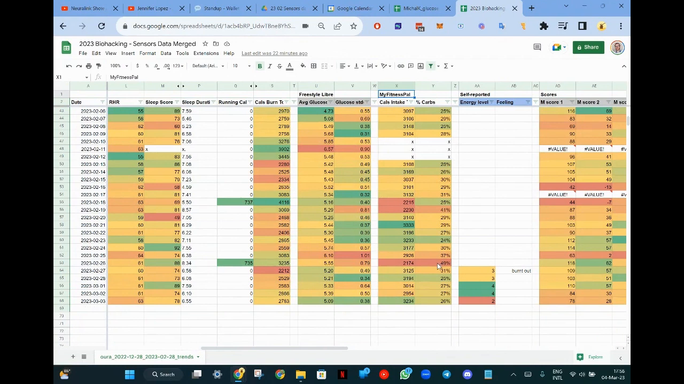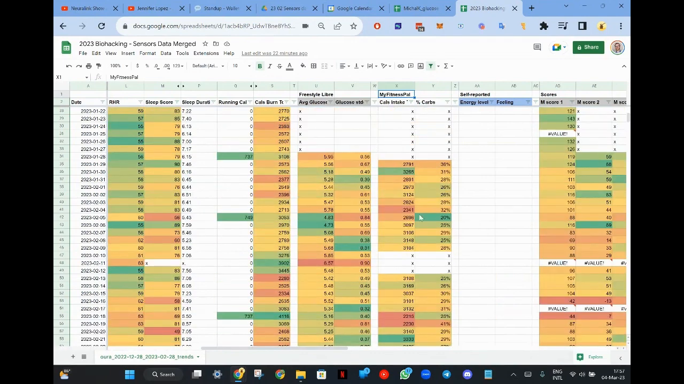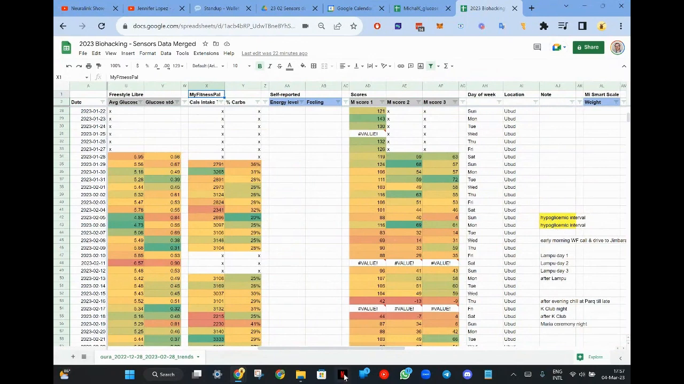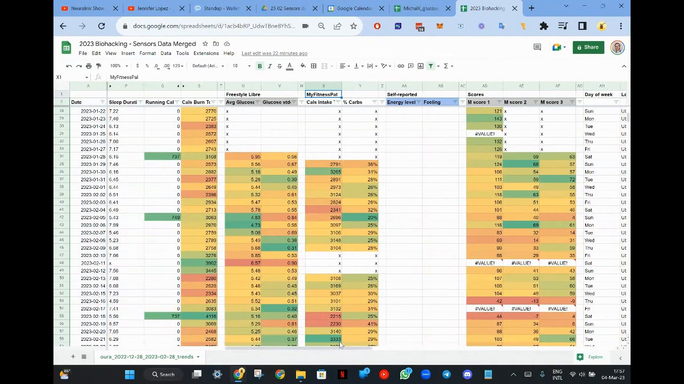But I'm already seeing, just by eyeballing it, very high correlation. Like when my glucose standard deviation was high, the percentage of my calories that came from carbs was also high. Yeah, not always though. There are exceptions in here, and I think it's because something else happened. Yeah, I've got some notes for when something else was going on that day. I will get to that, but this is kind of the fun part, which I need to investigate more.